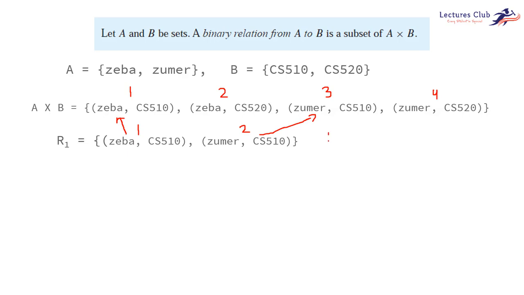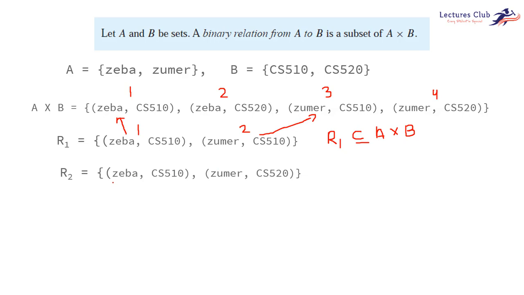We can write R1 is a subset of A Cartesian product B. So this is the proper definition of relation. A relation must be a subset of the Cartesian product of two sets, and we will elaborate with further examples so you will understand. So let's say there is another option.